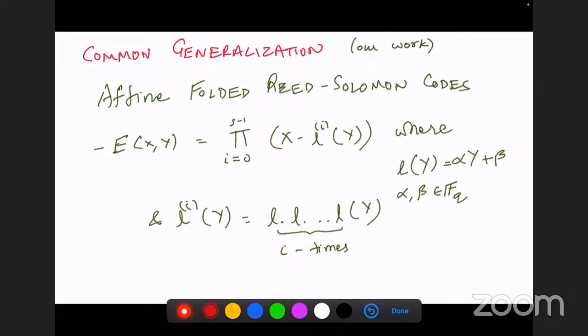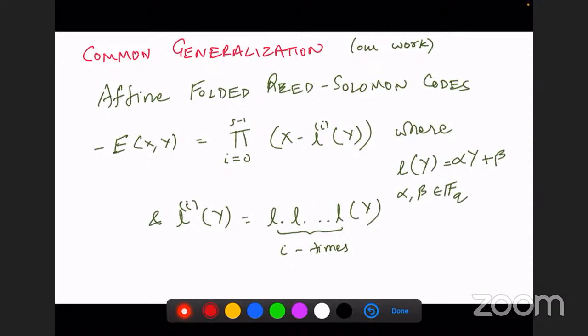And these are what we called affine folded Reed-Solomon codes. So here E(X,Y) is defined as the product of (x minus L^i(y)) as i goes from 0 to s minus 1. And L(y) is just an affine form in y. So it is alpha y plus beta, where alpha and beta are members of F_q. And L^i(y) is nothing but the iteration of the affine form L, i times. So notice that if L(y) is an affine form, then L squared of y is also an affine form. That is, its degree in y will continue to remain 1.